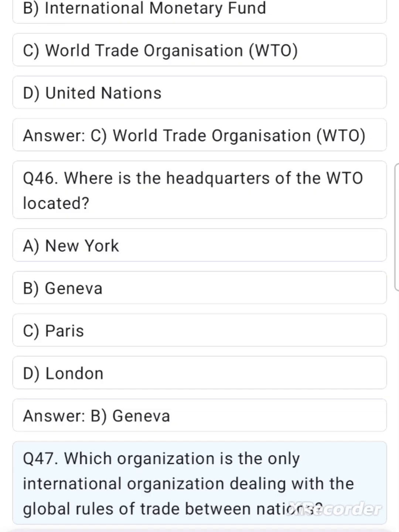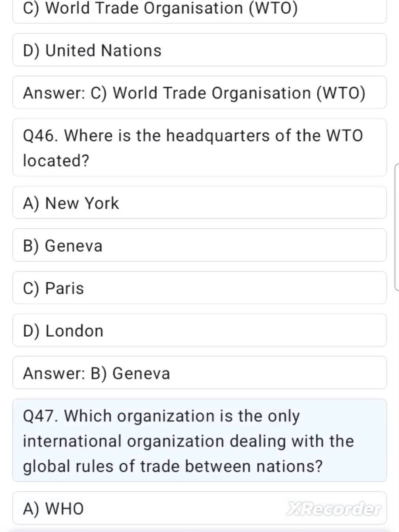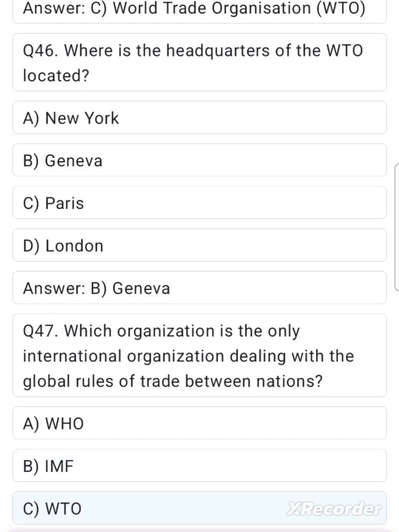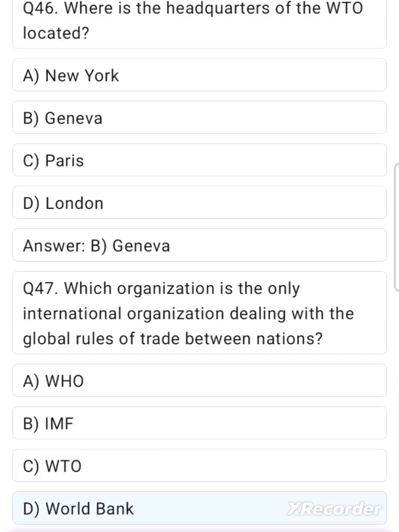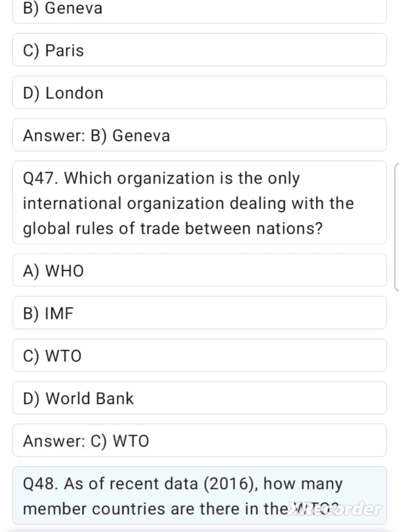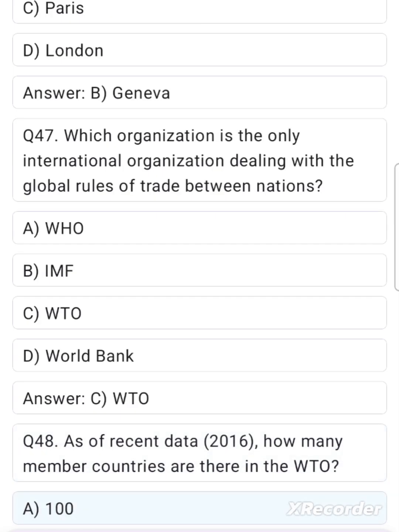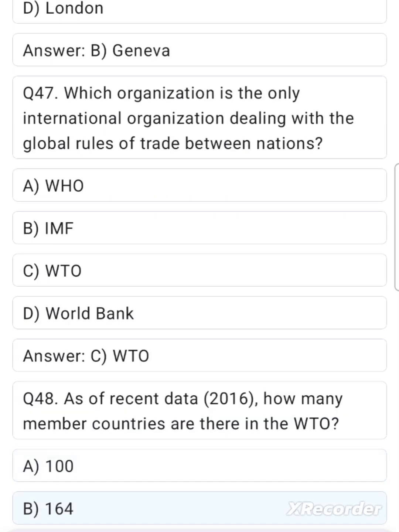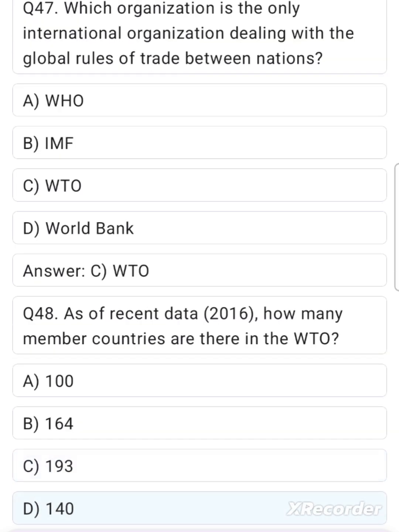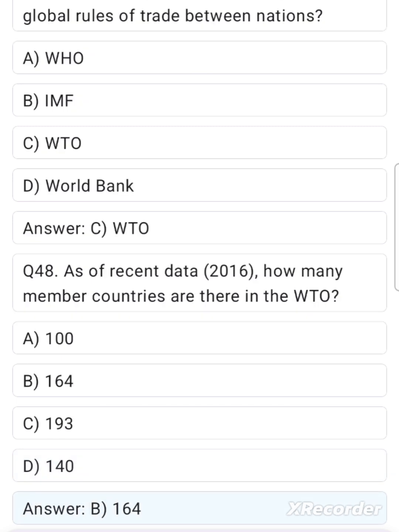Q47. Which organization is the only international organization dealing with the global rules of trade between nations? A. WHO. B. IMF. C. WTO. D. World Bank. Answer: C. WTO. Q48. As of recent data, 2016, how many member countries are there in the WTO? A. 100. B. 164. C. 193. D. 140. Answer: B. 164.